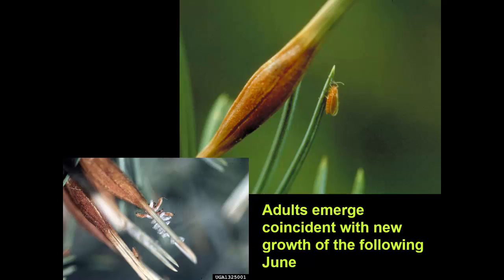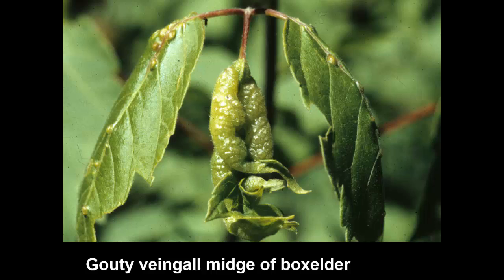And again, this will be a repeating theme with all gall makers. The galls are produced on new growth that is actively growing, and so the life cycle of these insects are associated with the development of their host plant.